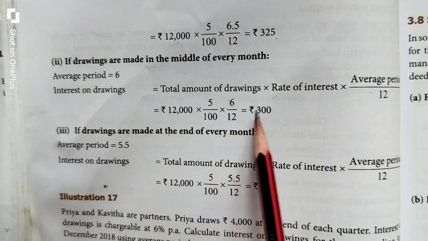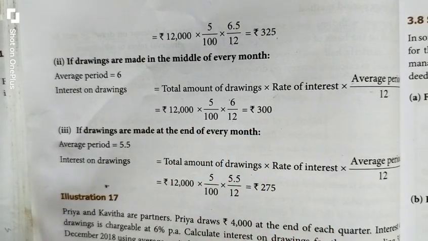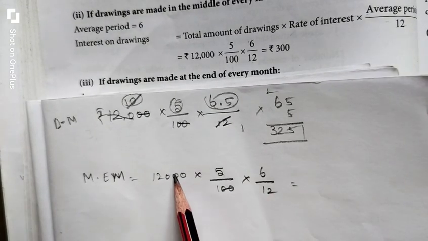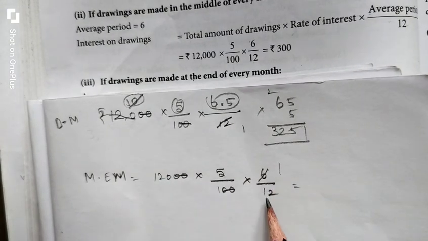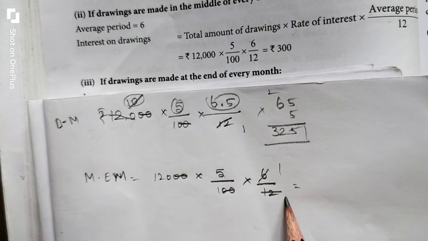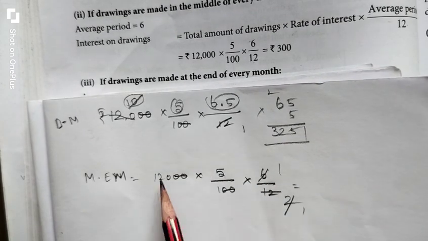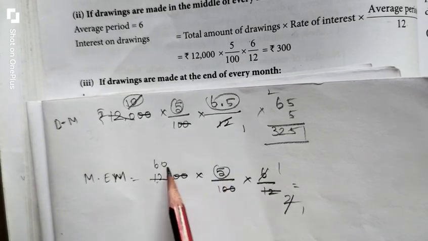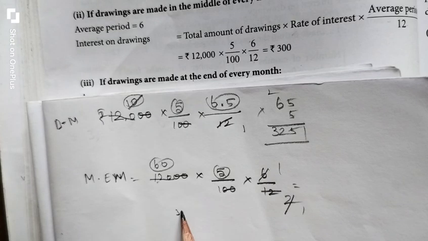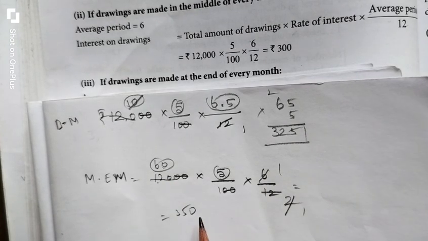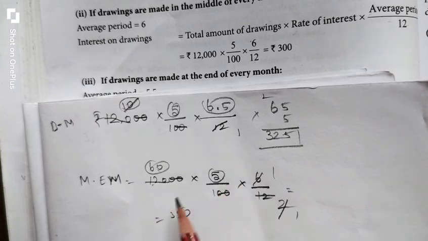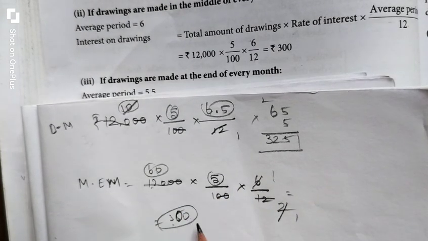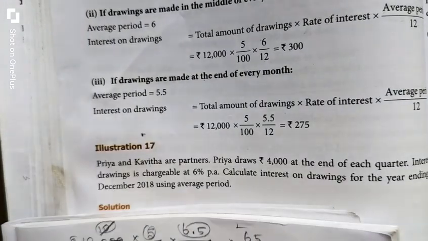Now we have to cancel it to find the interest on drawings for the middle of the month. This 20 is to be cancelled for this 20. 2 6s are 12, right? So 1 2 is 2, 60 12s are 120. Remaining we have 60 into 5. Sorry, 5 6s are 30. This 0 is to be added here. So we get 300 rupees interest on drawings in the middle of every month.